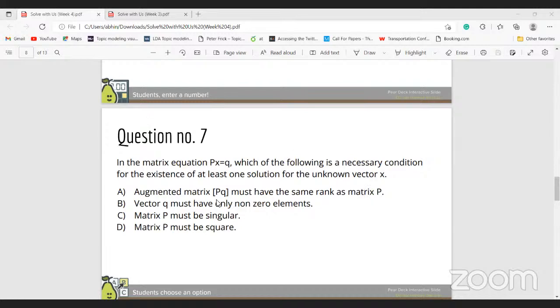For this particular question, in the matrix equation Px equal to Q, which of the following is a necessary condition for the existence of at least one solution for the unknown vector X? What option should be correct? C.